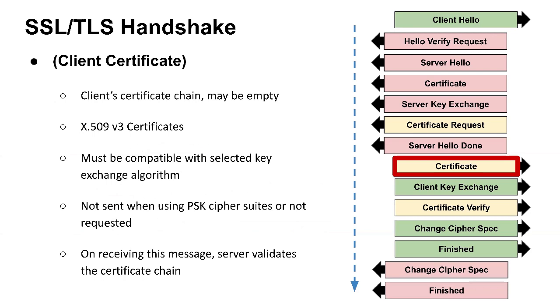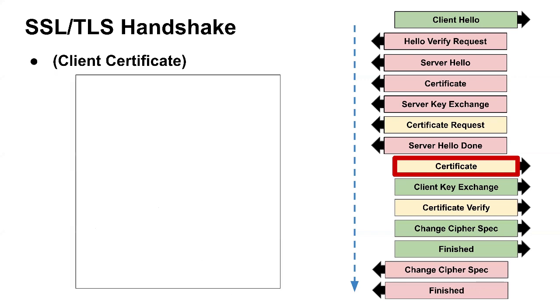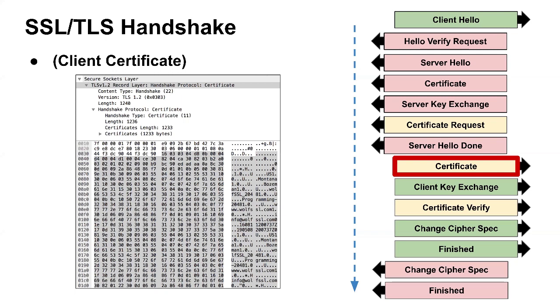So the client, if the certificate request message has been sent by the server, will send back its certificate. This can be an empty certificate chain if mutual authentication isn't being done. If it is not empty, it's also going to contain X509 version 3 certificates, and the same details that we saw in the server certificate message going in the first direction. It looks very similar to the server certificate in Wireshark.